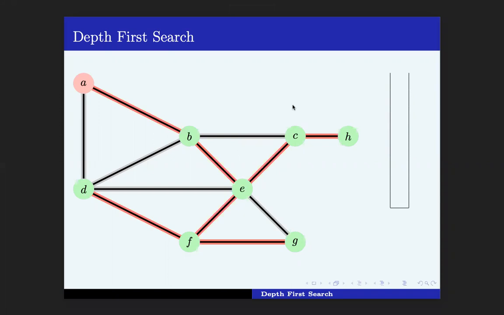Before I go into details about how we are doing the bookkeeping, is this algorithm more or less clear on the idea that you pick a neighbor and go as long as you can?